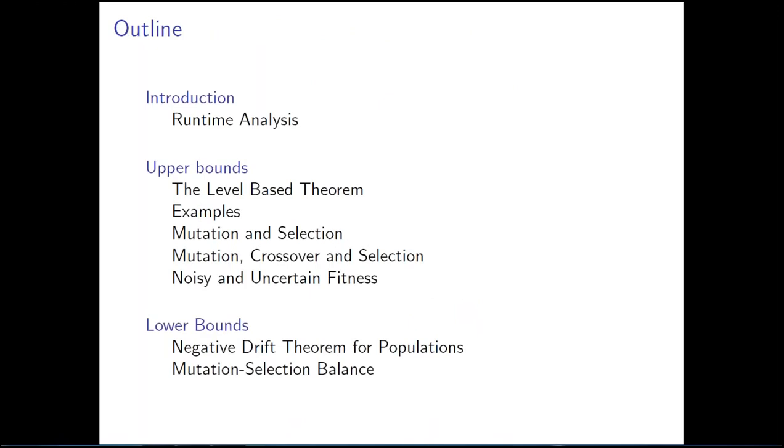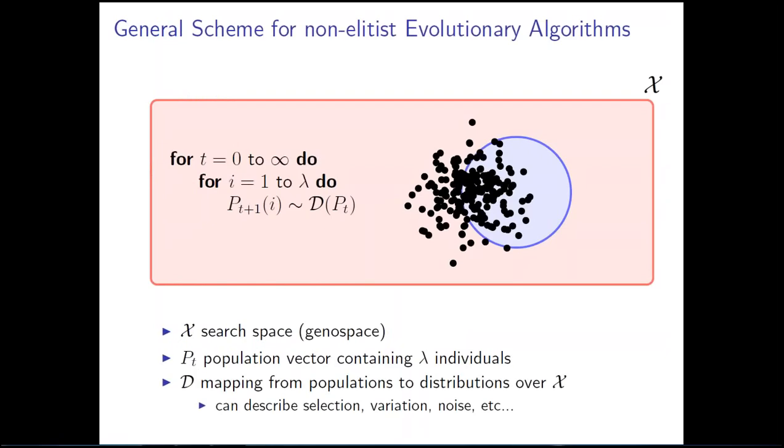Okay, so this is an outline of the talk. I've just given the introduction now about runtime analysis, and I'm going to present to you two or maybe only one tool that is very general and relatively easy to use, which allows you to prove statements about the expected runtime of evolutionary algorithms. And I'm going to apply this method to various examples, including the one we looked at in the beginning.